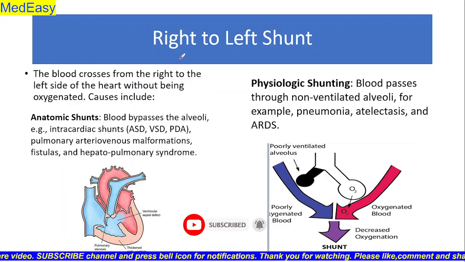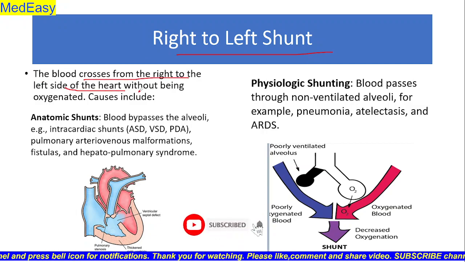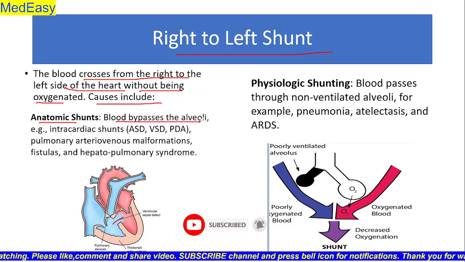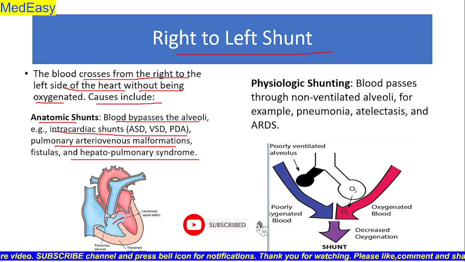Now, another is your right to left shunt. What happens? Normally, the blood crosses from the right to the left side of the heart without being oxygenated. The causes include a defect, like an anatomical shunt. Here we can see this is an anatomical shunt. Because of this shunt, the blood bypasses the alveoli. Intracardiac shunt, ASD, VSD, PDA, pulmonary AV malformation, fistula, hepatopulmonary syndrome, they all will cause mixing of the blood here at the defect level.